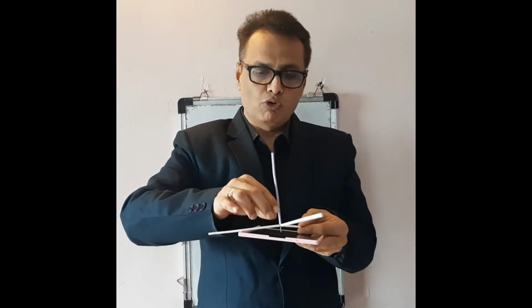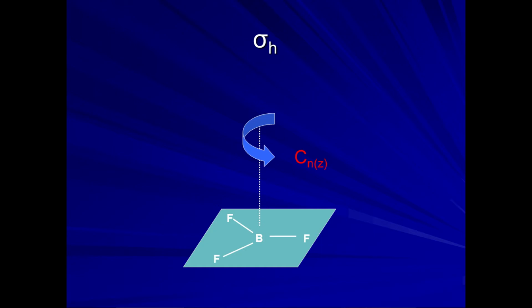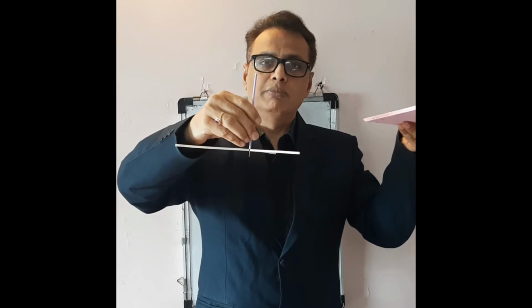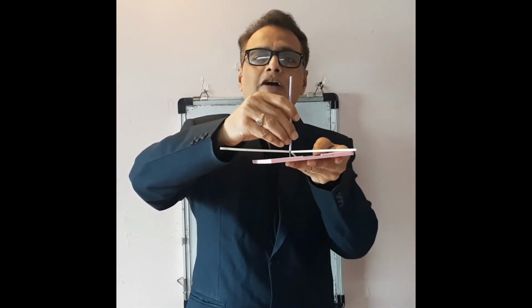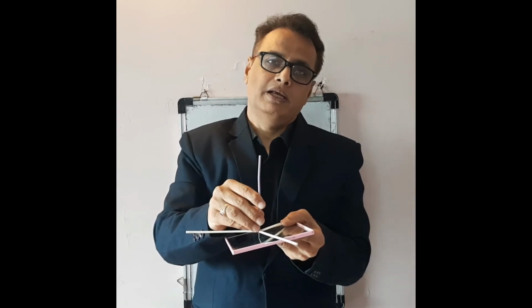This is BF3, boron is placed here, F1, F2 and F3, and this is C3 axis. So this is mirror plane which bisects half of the boron and half of the three fluorine atoms, and which brings the molecule into the same configuration. So this is a mirror plane which is perpendicular to principal axis, therefore it is known as horizontal plane of symmetry. That can be shown using this figure.